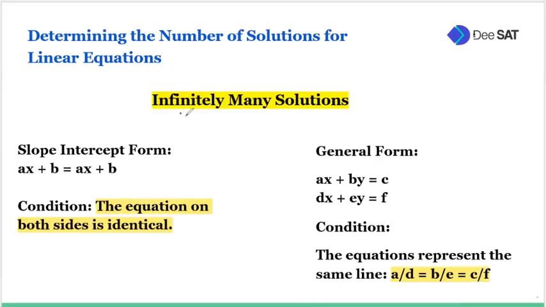Moving ahead to infinitely many solutions, we know that they are identical lines. You can easily say that the coefficients of x in both situations are the same, whereas the y-intercept is also the same. For the case of general form, definitely all three ratios remain the same.